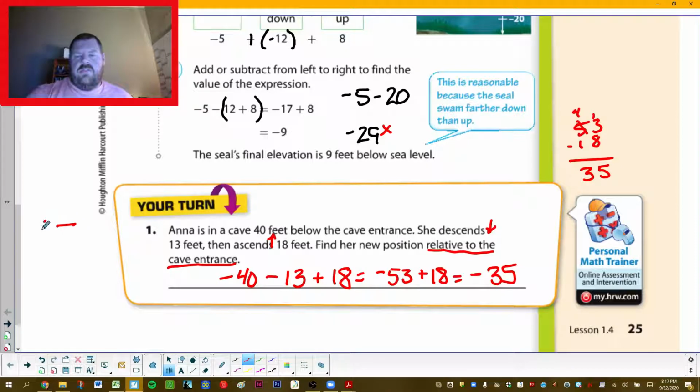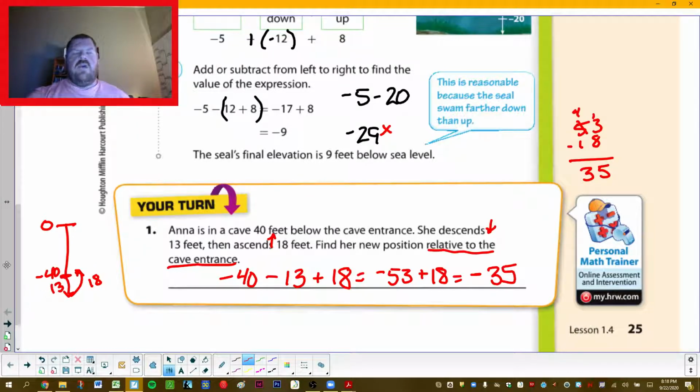So if the cave entrance is here at 0, and she starts at negative 40, and then she goes down 13, and then back up 18, does it make sense? Does our answer make sense that she's ending closer to the cave entrance than where she started? Well, it does, because she went back up farther than she went down from her starting position.